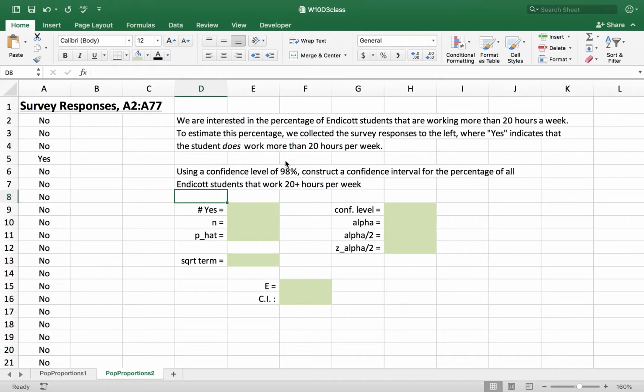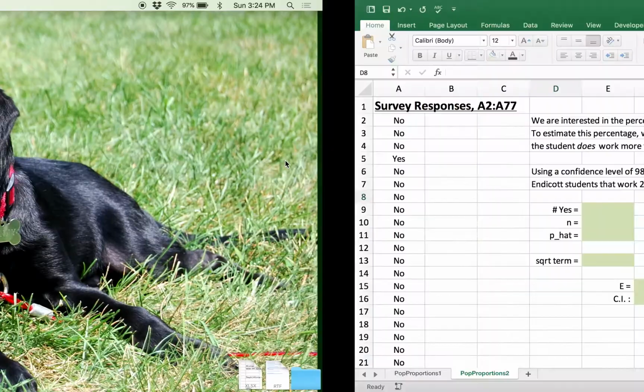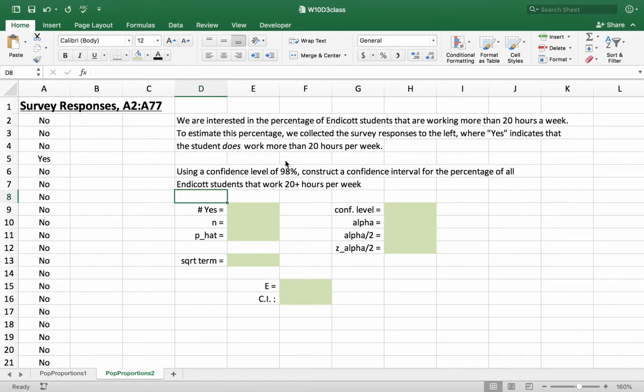Let's consider our last example for the week. Let's consider our last example before we move on and cover a couple of odds and ends regarding confidence intervals.